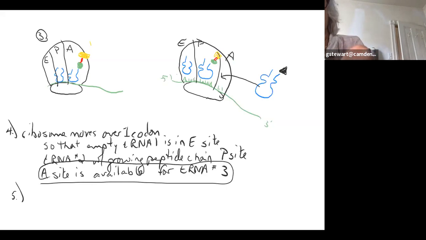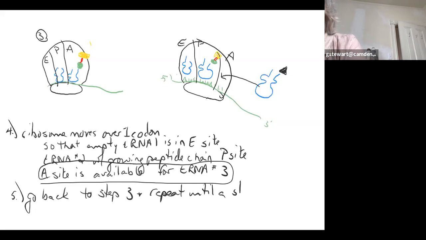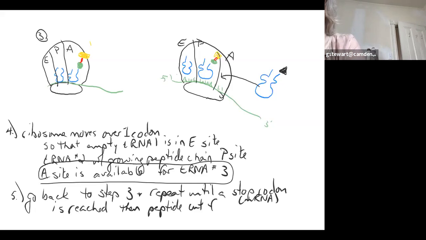And step 5, go back to step 3 and repeat. That's where the peptide bond is formed, until a stop codon, and that stop codon, remember, is going to be on the message, is reached. Then the peptide is cut free, an enzyme, of course, and the ribosome dissociates.